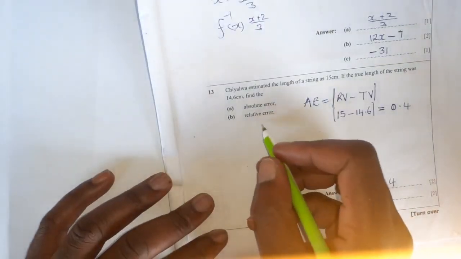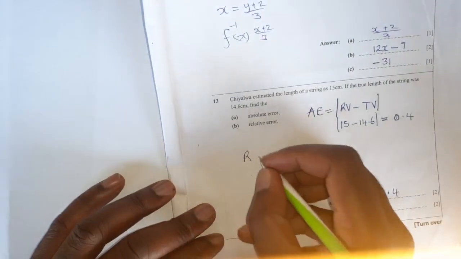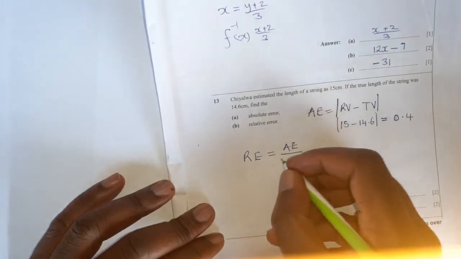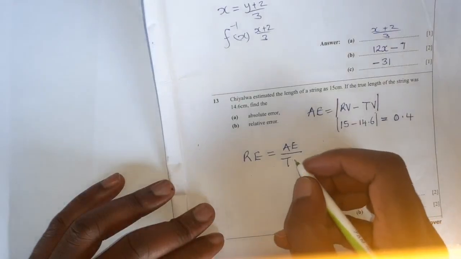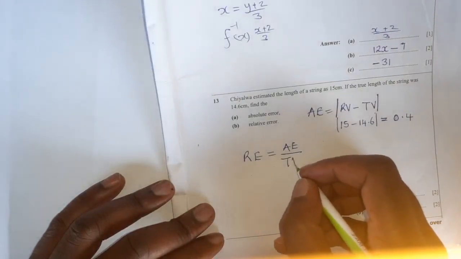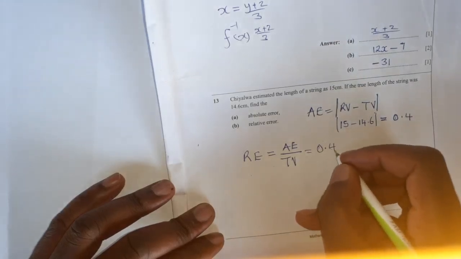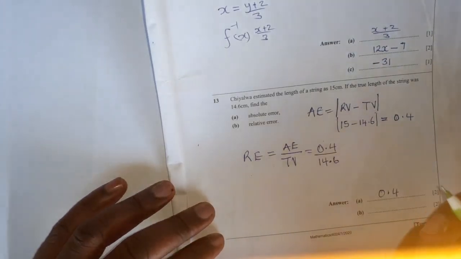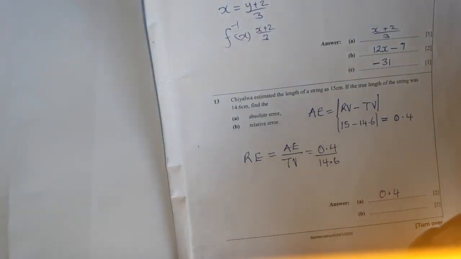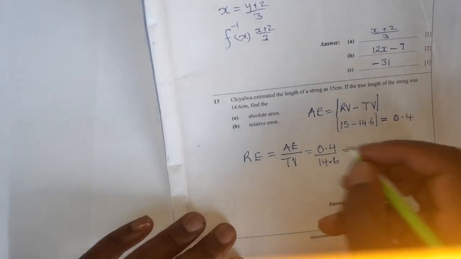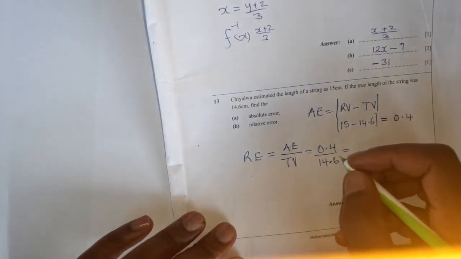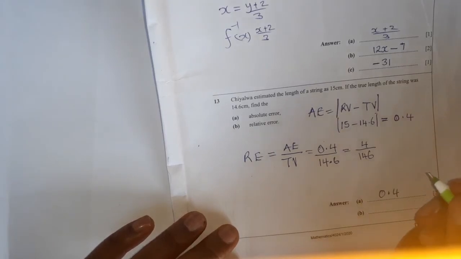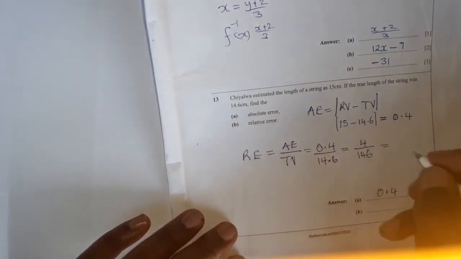Then the second one, which is relative error. Relative error is equal to absolute error over true value. So absolute error is 0.4. True value is what? 14.6. We don't have a calculator here, so we can just simplify this one. We multiply both of them by 10. This is going to be 4 over 146, when you multiply both of them by 10. So you can simplify this one by 2.